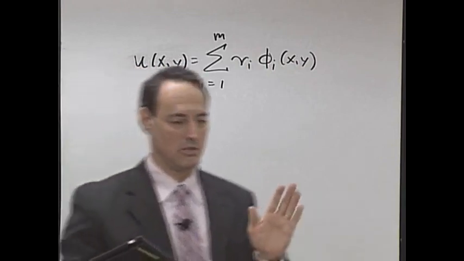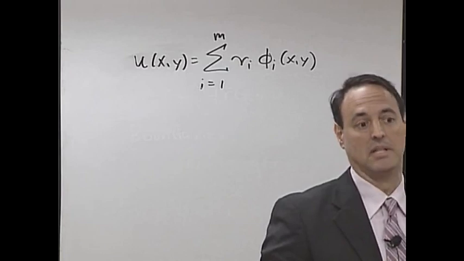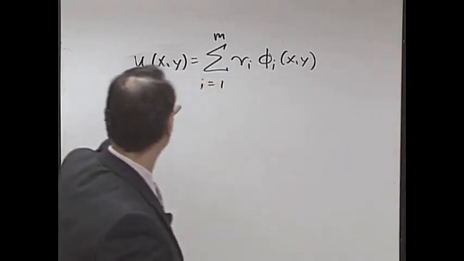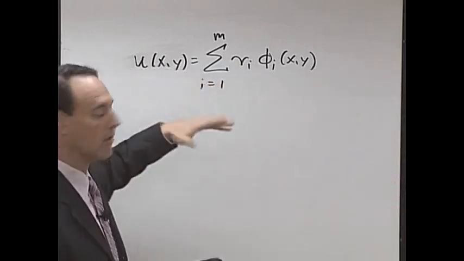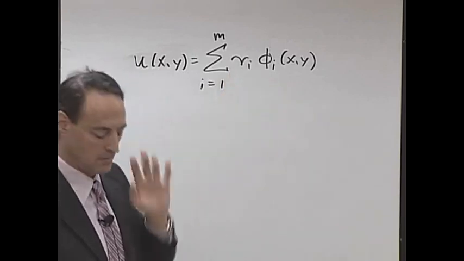I will now represent my solution as a bunch of these simplex elements. U of x, y, as I go around, is going to be a sum of all these little triangles that I put together. Okay?